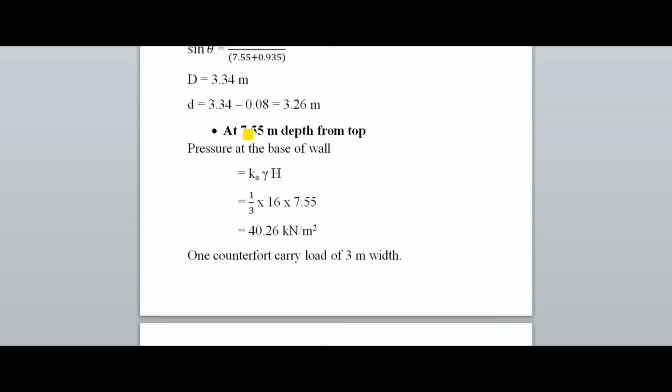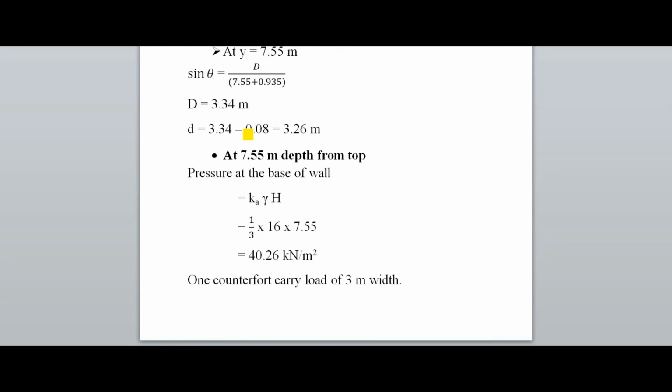Now we are going to design it. So first of all we design from the bottom, at 7.55 meter depth from the top. Pressure at base of wall is Ka into H. Put the value: Ka 1/3, gamma 60, H is 7.55. So the value is 14.26 kN per meter square. One counterfort carries the load of 3 meter width.